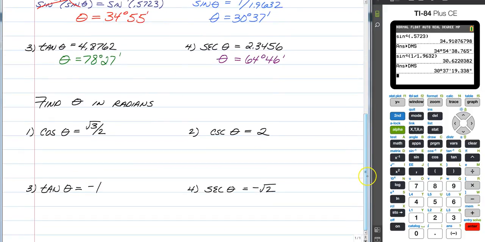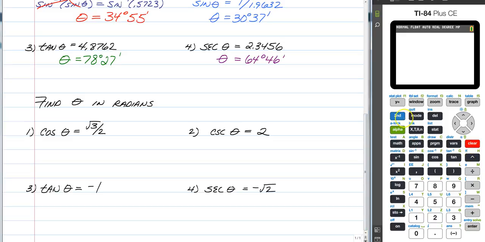Now we're going to go play with radians. So we want to make sure we press our mode button, go back to radians, and we're going to do the rest of this. Now this is a little bit more calculator intense in terms of pushing buttons. But it's going to give us the answer without having to have the unit circle memorized.